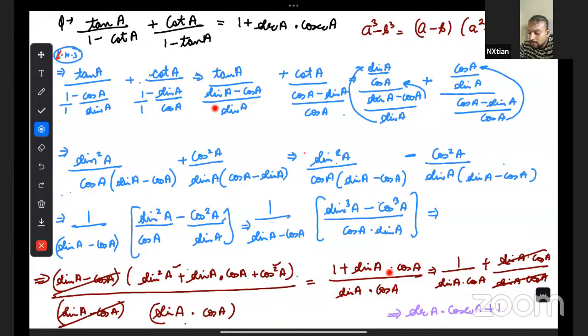Sin a dot cos a was already there. Now I separated the denominator, like 1 upon sin a dot cos a plus sin a dot cos a upon sin a dot cos a. So this will become 1, and 1 upon sin a is cosec a, 1 upon cos a is sec a. So sec a dot cosec a plus 1 is equal to RHS. Did you understand, guys?